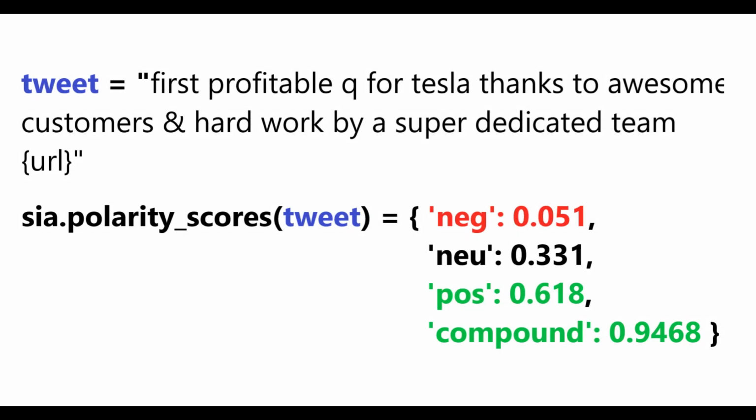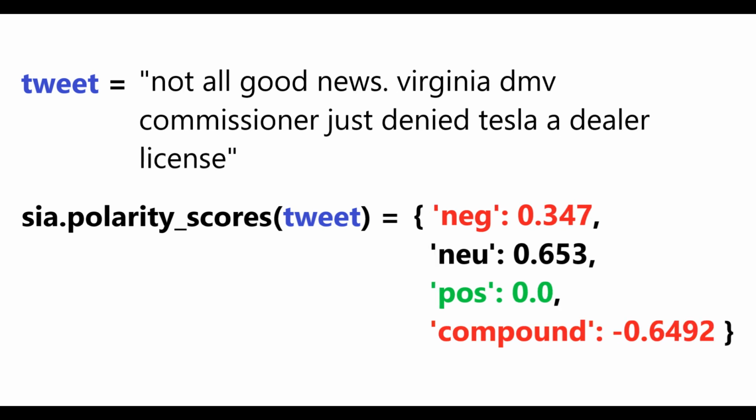This tweet says that Tesla just had its first profitable quarter thanks to awesome customers and hard work by a super dedicated team. If we use the polarity scores method on this tweet, it will return the following dictionary. As you can see, according to the sentiment intensity analyzer, this is a mostly positive tweet, which does make sense. Note that the compounded sentiment is not just an average of the others. An example of a tweet with a negative sentiment would be this one: Not all good news, Virginia DMV Commissioner just denies Tesla a dealer license. This is interpreted to be a neutral to negative statement.